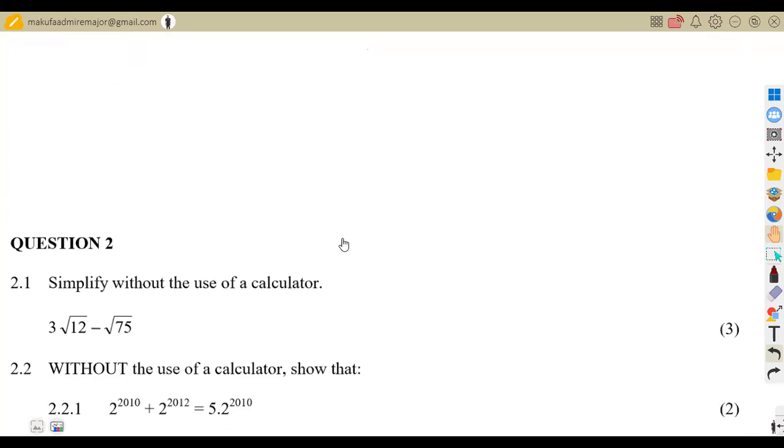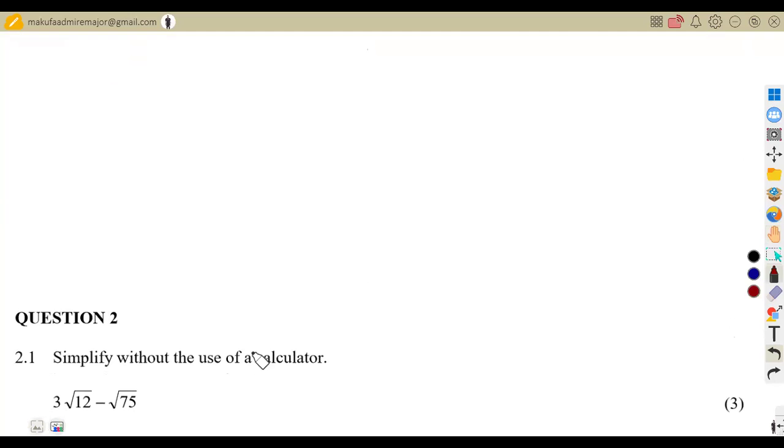All right, that's question 2, where we are given the first part of our question, that was 2.1, to simplify without the use of a calculator, meaning the calculator is not required, and these are surds. Remember, when you are adding or subtracting surds like what we are given here, we have 3 square root of 12 minus the square root of 75. Remember that you are supposed to have your answers in simplest form.